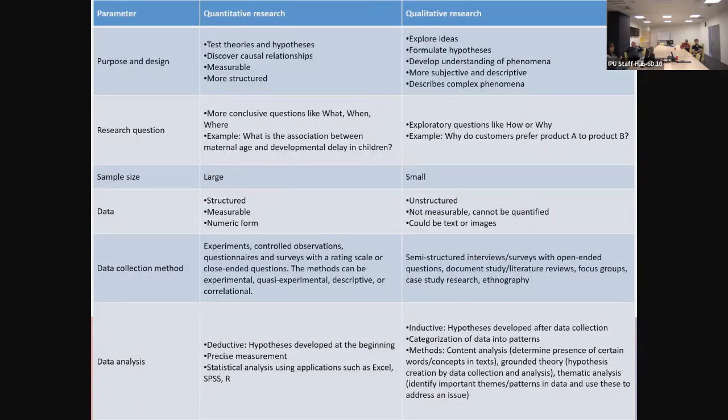Whereas in qualitative research, the hypothesis is usually developed after data collection. It's much more inductive, and it categorises data into patterns, not precise measurements. So you look at the data or the information, and you analyse the content, not the actual precise measurements. So it determines presence of certain words, concepts in text, grounded theory, the hypothesis creation by data collection and analysis, and of course thematic analysis, which is really to identify important themes and patterns in the data. And then we use these to address an issue.